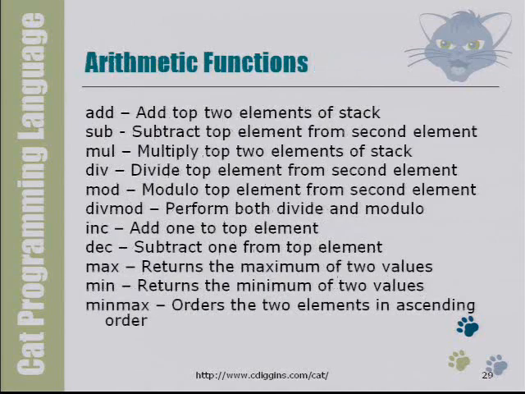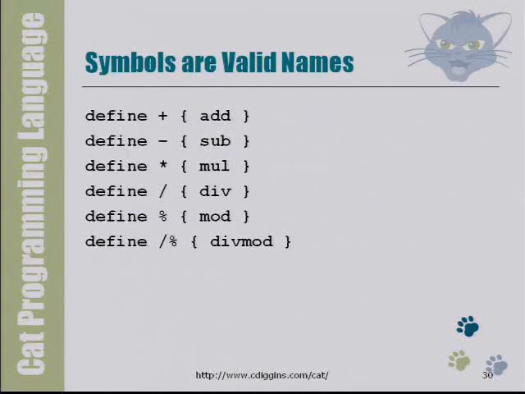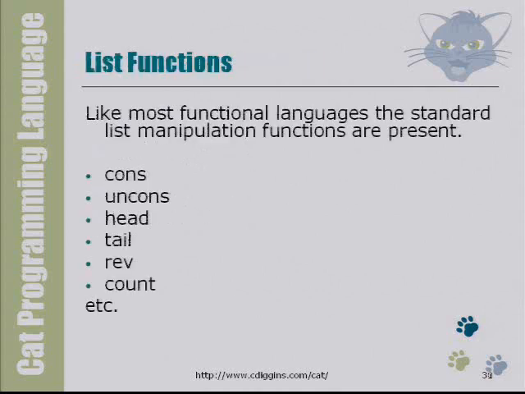Of course, we have a whole list of arithmetic functions, which consume values off the top of the stack, and most of these produce one value on the top of the stack. Except for something like divmod, which is a bit of a rarity. It will divide and do the modulo at the same time, so it produces 2 results. In CAT, you can use symbols as names, as identifiers.